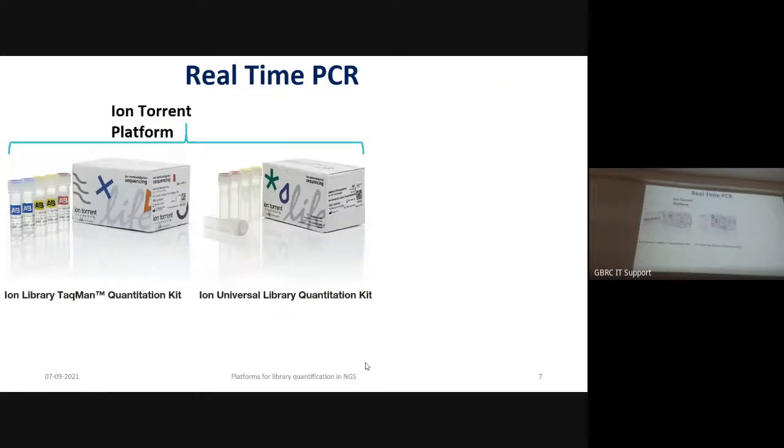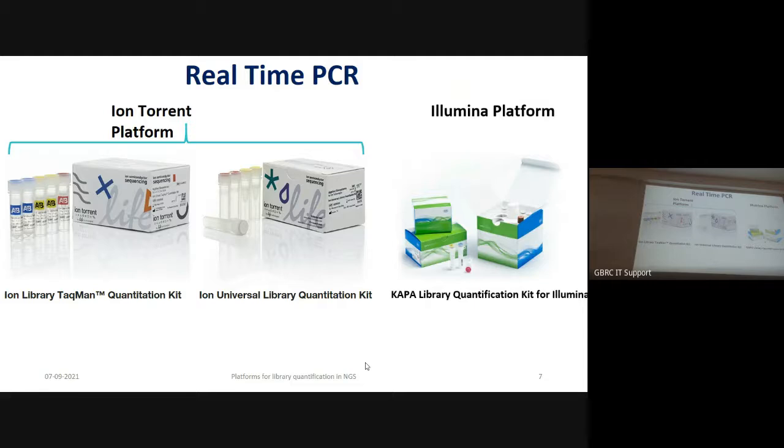Then the third method is either real-time PCR or the digital PCR method that we are currently using. For the Ion Torrent platform, the Ion Library Quantitation TaqMan kit is available, as well as the Ion Universal Library Quantitation kit. They both use the TaqMan chemistry. For the Illumina platform, we are using the KAPA Library Quantification kit, which uses the SYBR chemistry.